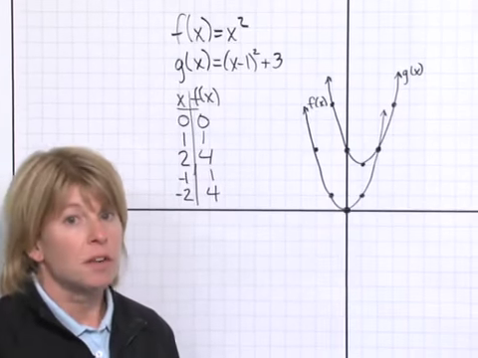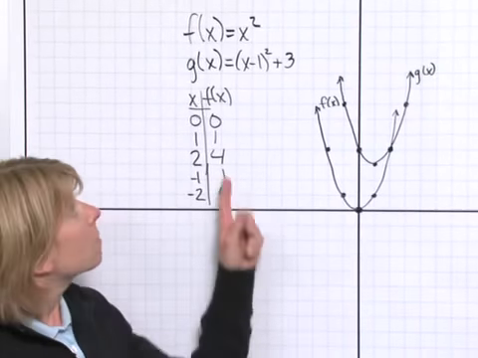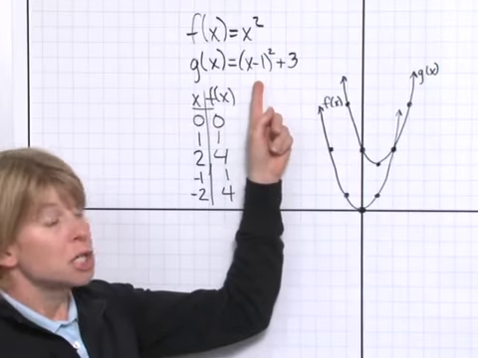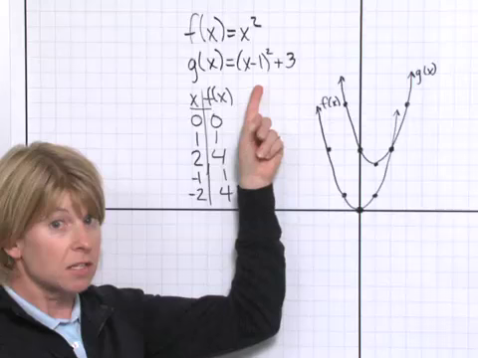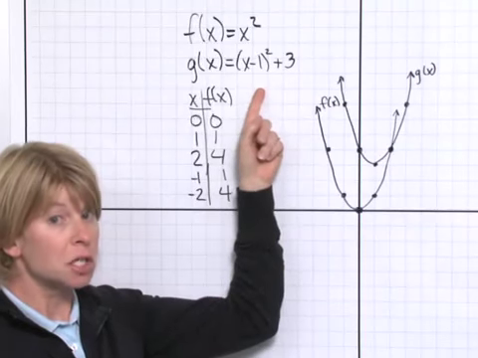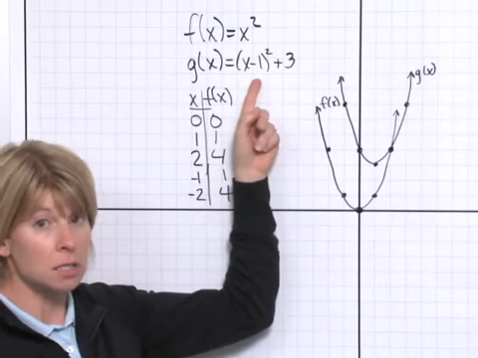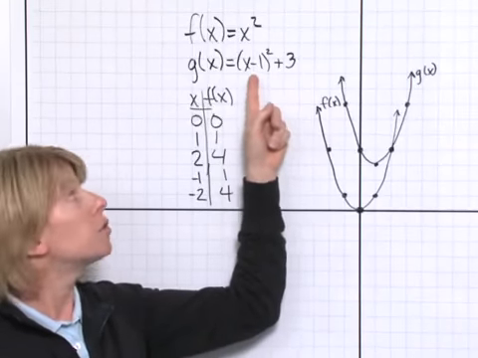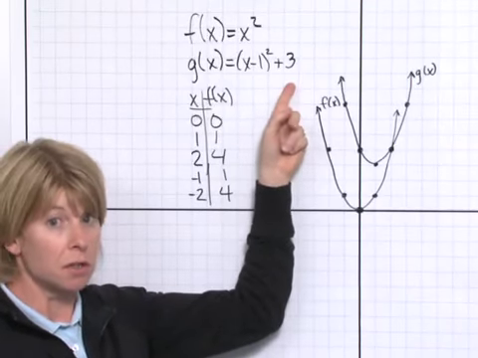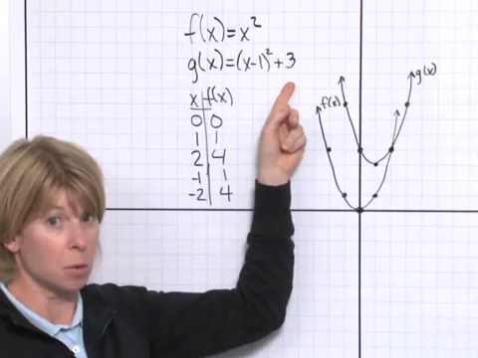So as the hint suggested, first we graphed f, and then we looked at the function g and noticed that h is 1, so that tells us to take each point on f and shift it right 1 unit, and then k was 3. So after shifting right 1, we shifted 3 up to get the points for g.